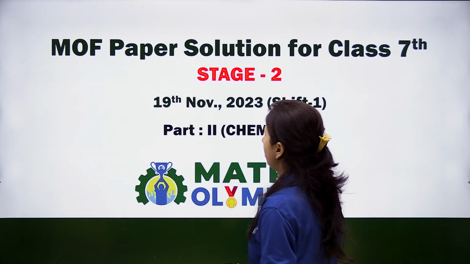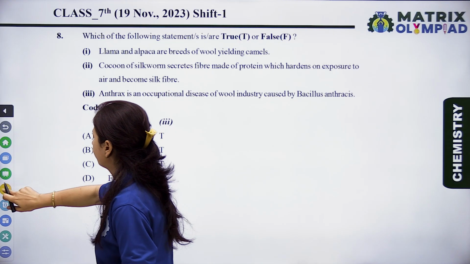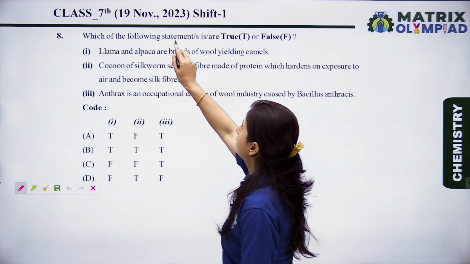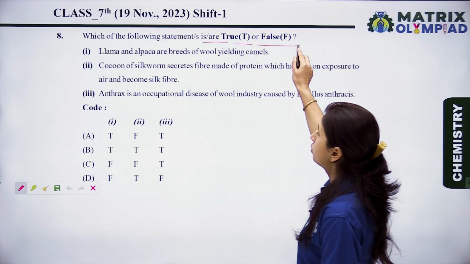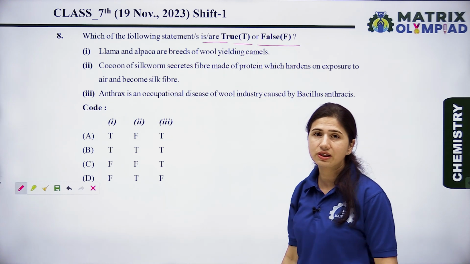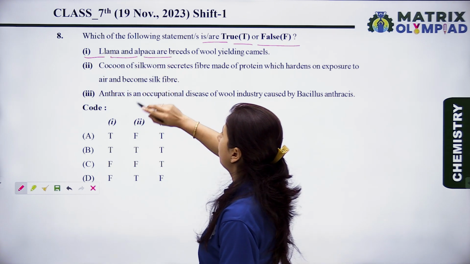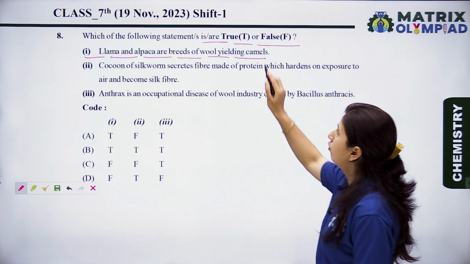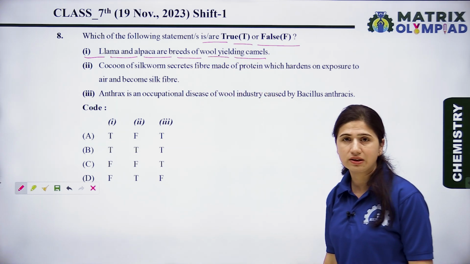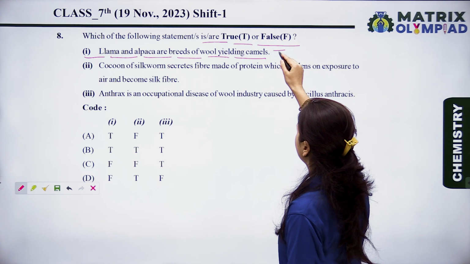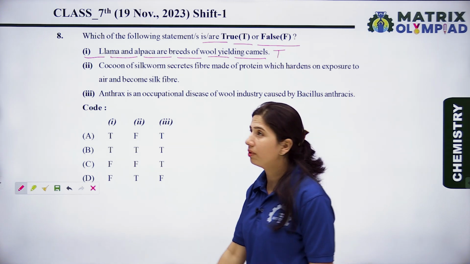Let's see the question. Which of the following statements are true or false? Let's see the statements. The first statement is: llama and alpaca are breeds of wool yielding camels. Yes, this is completely a right statement. Now let's see the second statement.